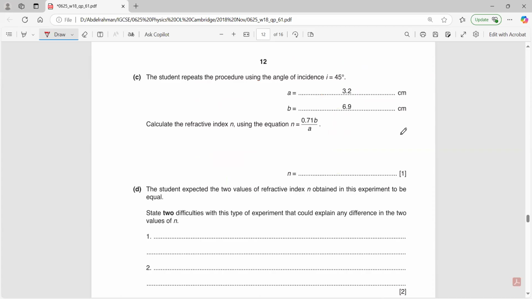Now the student is repeating the experiment using different values of A and B. A is 3.2, B is 6.9. Can he find the new refractive index? Yes, he can. 0.71 times 6.9 over 3.2. So this would be very close to 1.5, which would be around 1.53.